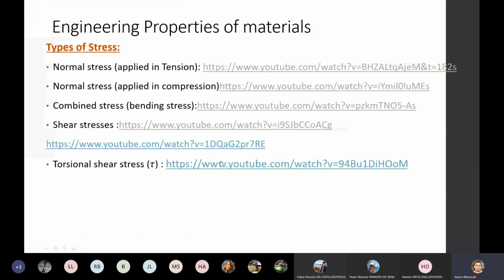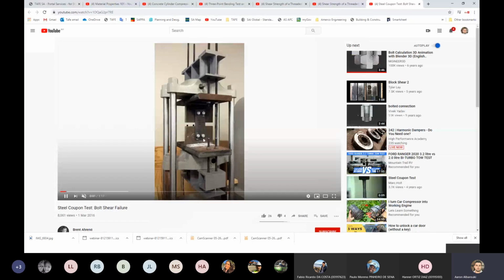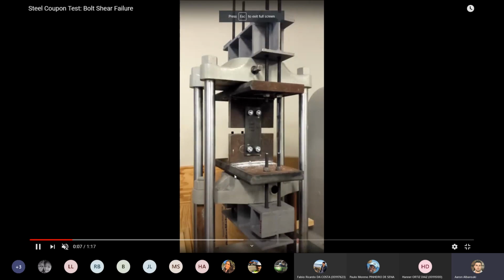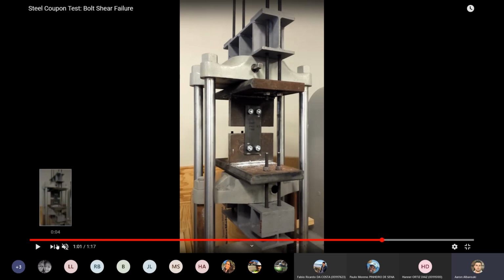So long story short, guys, if we go back to here, it's the same thing, just another experiment of how we test the shear of bolts. They're applying force upward, and these forces are held by these bolts, and you'll notice shear failure is a sudden failure. You will notice in a minute that the failure will happen just suddenly.